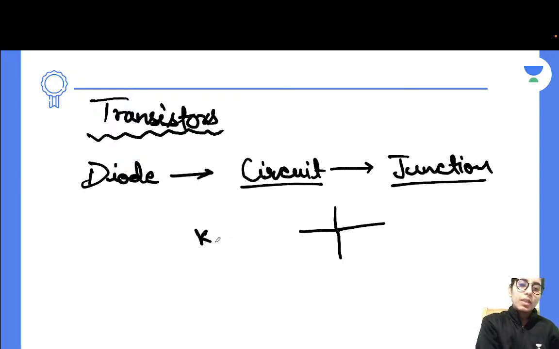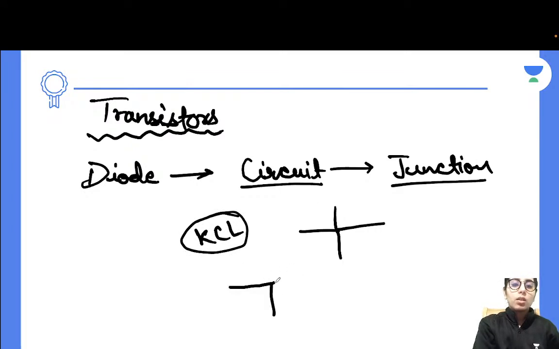You will use the KCL to simplify any junction. It's not necessary it will be this way. It is there, like this is the kind of circuit you are gonna have. So in that case, this is a junction. So then you will have to use Kirchhoff's current law. The incoming current and the outgoing current, the total sum of incoming and outgoing currents will be equal.